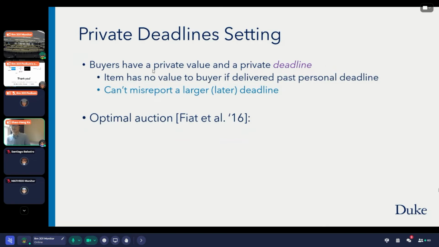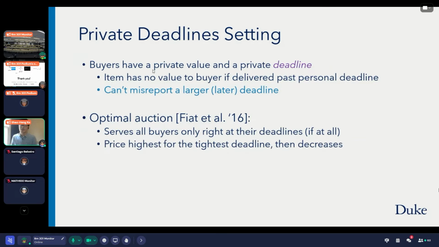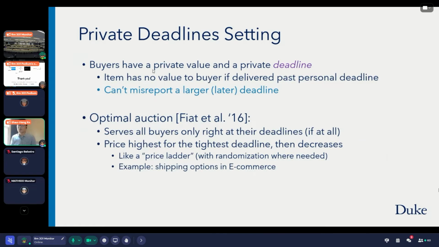For this setting, it is known that the optimal auction only awards the item to the buyer right at their personal deadline, if at all. And roughly speaking, the price is going to be the highest for the tightest or earliest deadline, and then gradually decreases for later deadlines, such that the entire auction looks like a downward ladder of prices. And this also mirrors that in e-commerce, the fastest shipping option is usually the most expensive.